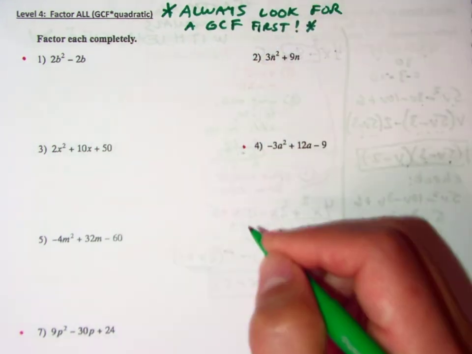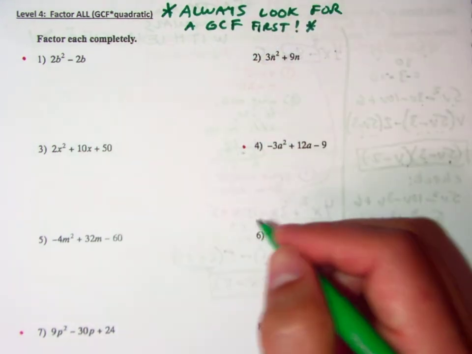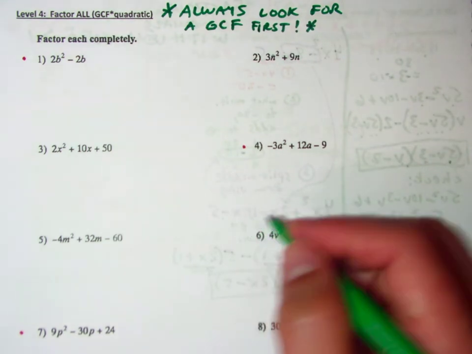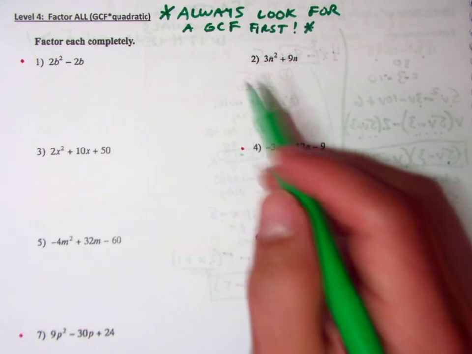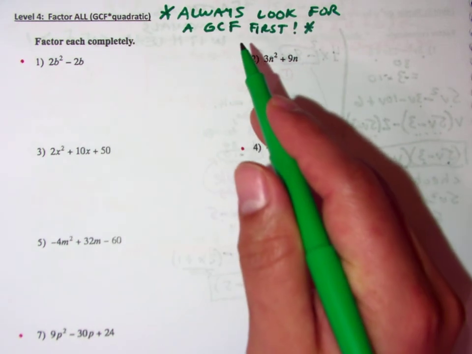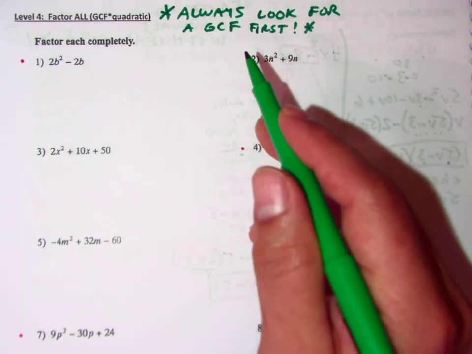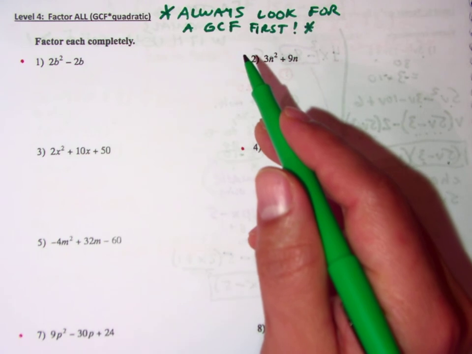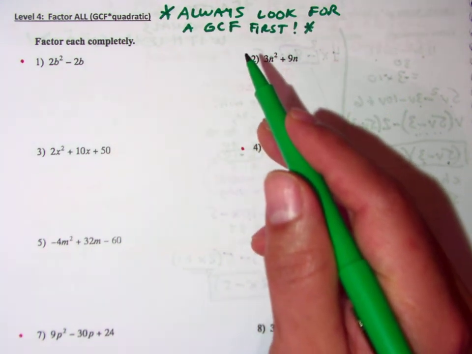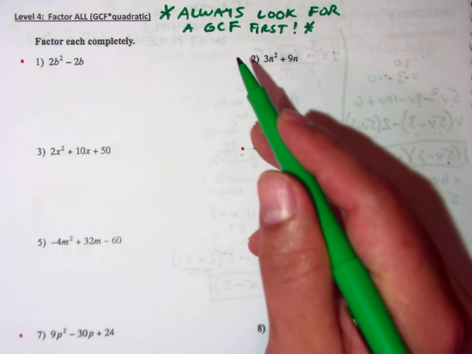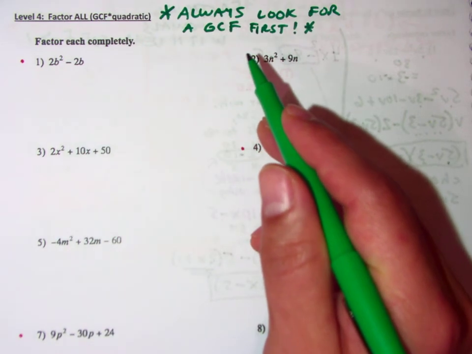Okay, so this page is a perfect example of problems that look kind of different. But if we're always in the habit of looking for a greatest common factor first, what is left is going to probably be something that we've seen before and we have a method for factoring. And so the goal here is to look for a GCF if possible, and then keep factoring as much as you can by using some of the methods that we've talked about.